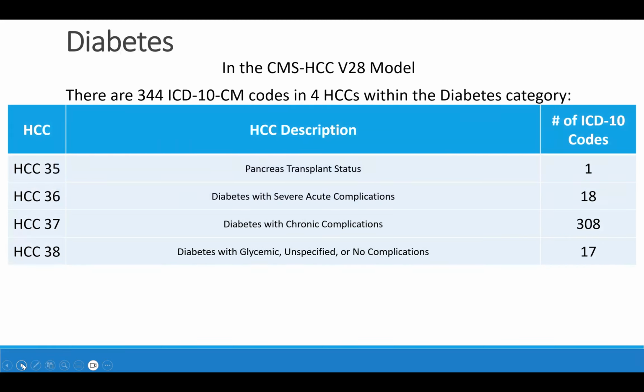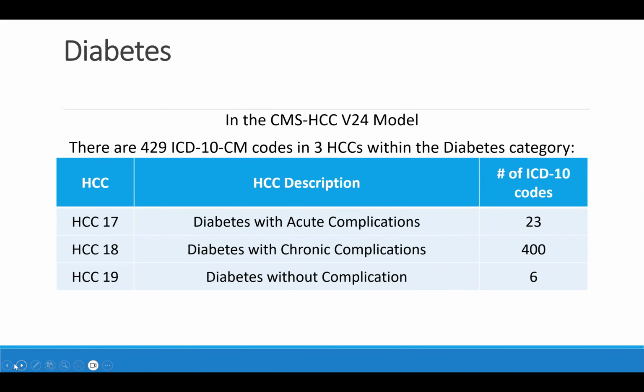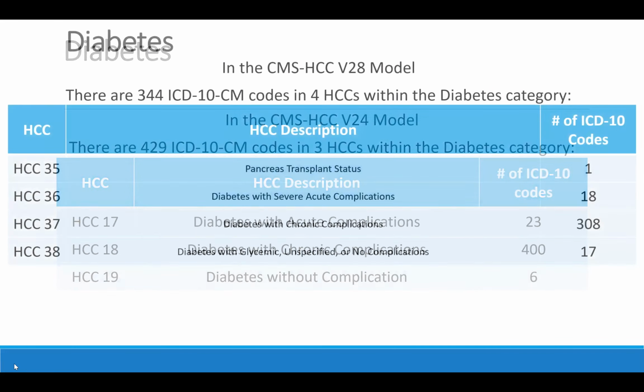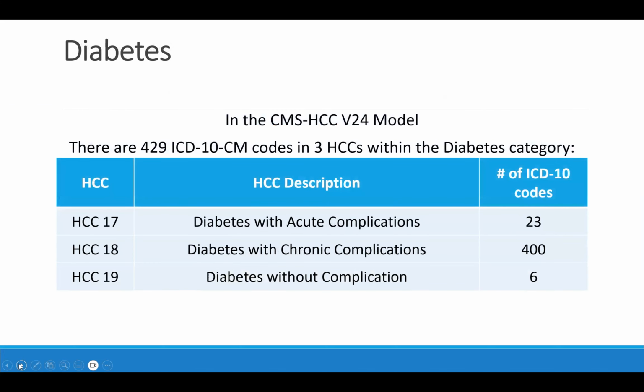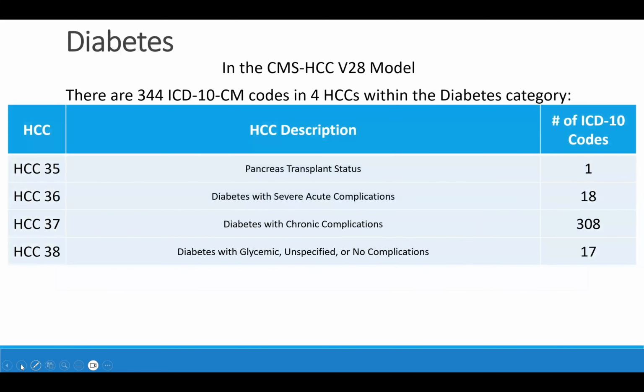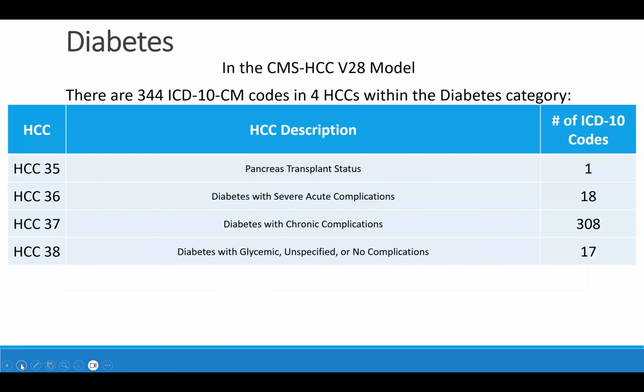So acute complications, 18 codes. And what did we have? We had 23 in V24. Diabetes with chronic complications, we have 308 instead of 400. And in the, let's just say uncomplicated, we have 17 codes versus 6.